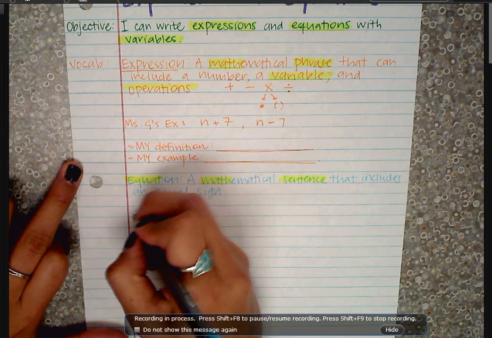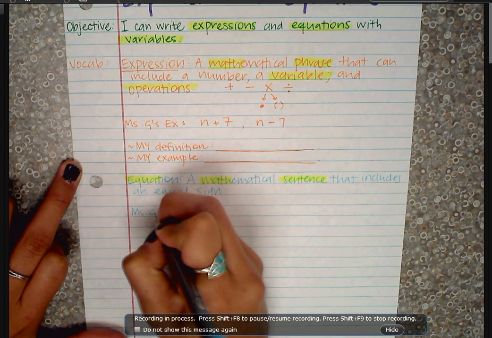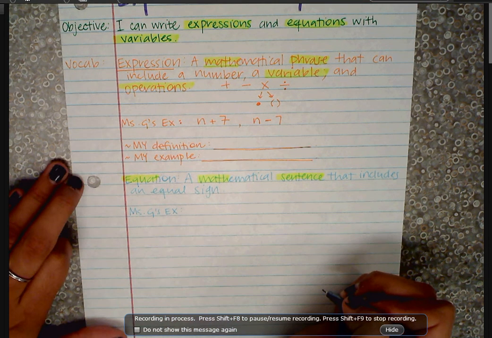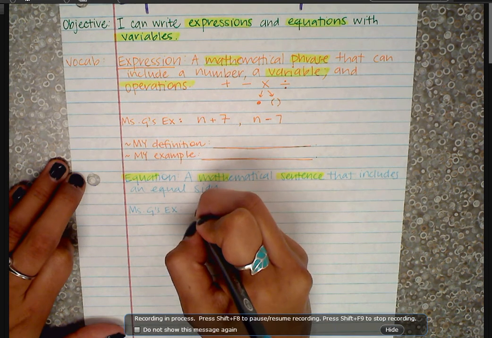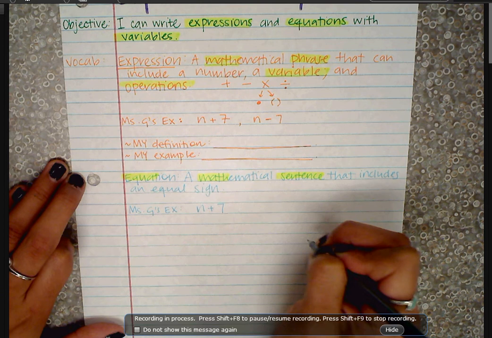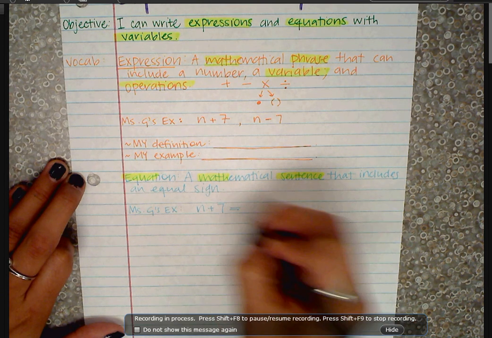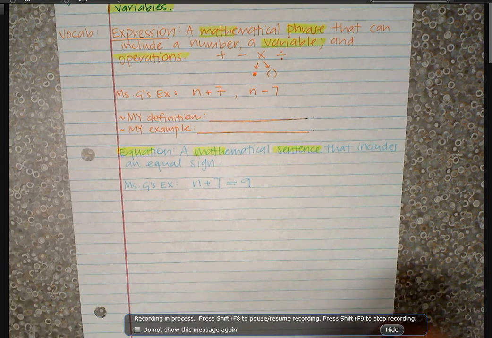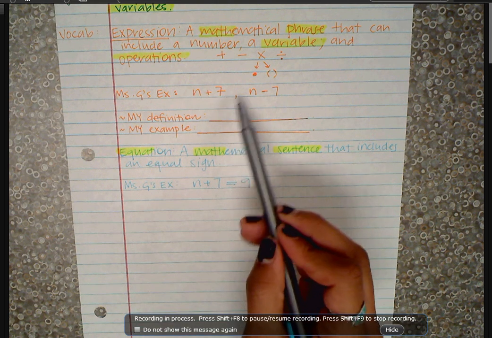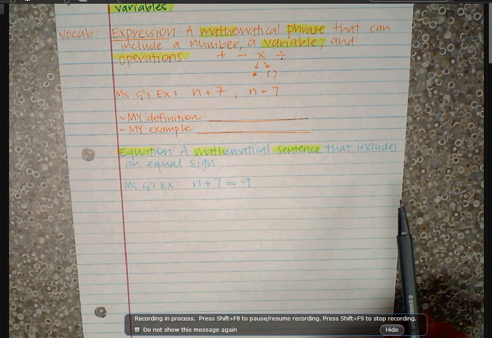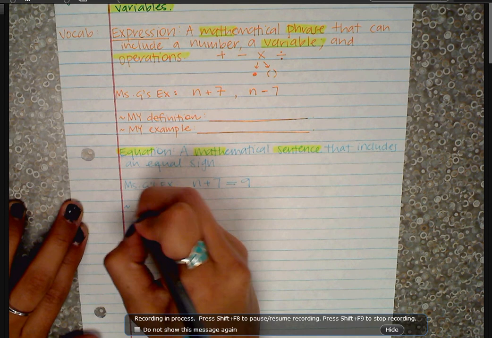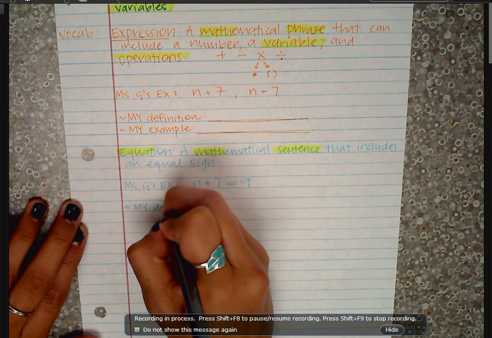So let's do an example. Miss G's example. And if you notice, she's writing Miss G because we are both Miss G's. Okay, n plus 7, so I'm writing my expression. But then I'm adding that equal sign, equals 9. Okay. So the difference in the equation and the expression is that one has an equal sign and one does not. A phrase is incomplete, a sentence is complete. Okay, so now I want you to write your own definition and your own example of what an equation is.